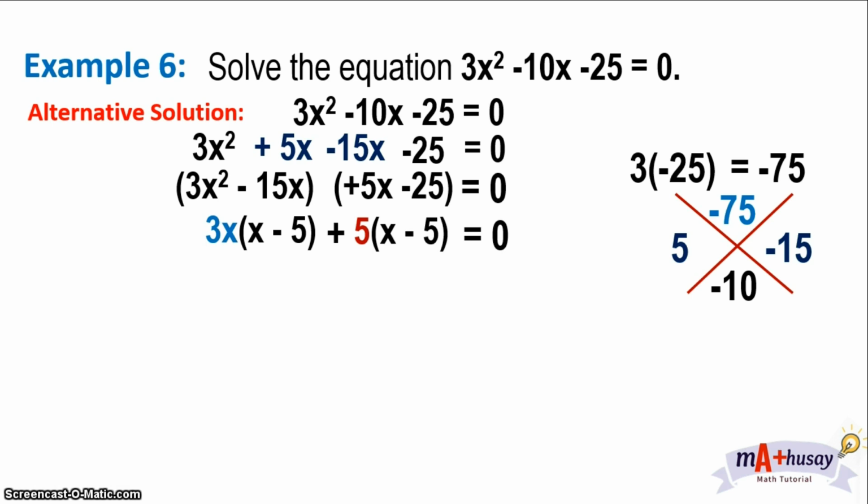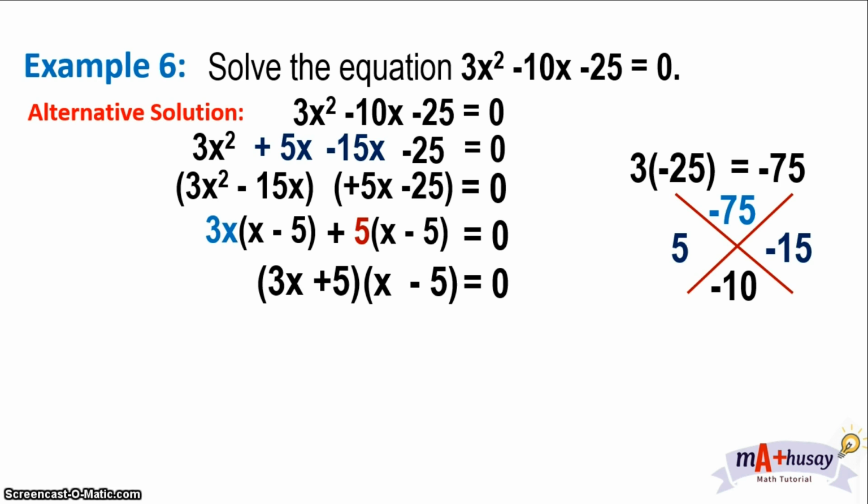Kung mapapansin ninyo, common ang factor na x minus 5. So, we can regroup this again into this. So, the factors can be 3x plus 5 times the quantity of x minus 5 equals 0. So now, we arrive at the same factor without having difficulty on thinking kung ano ba talaga ang factors ng 25 at 3x squared na kung saan dapat ang middle term ay negative 10x. So, we can now solve for the values of x.